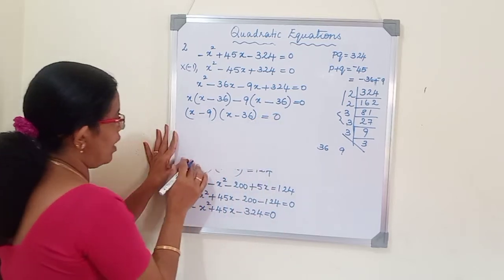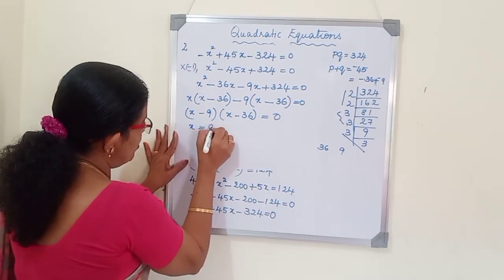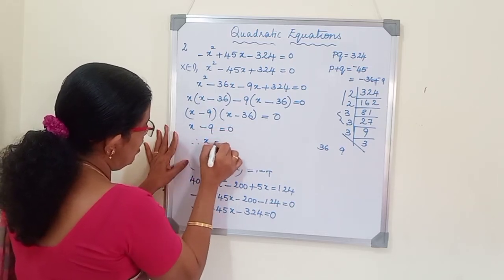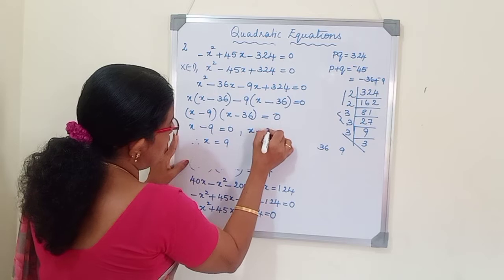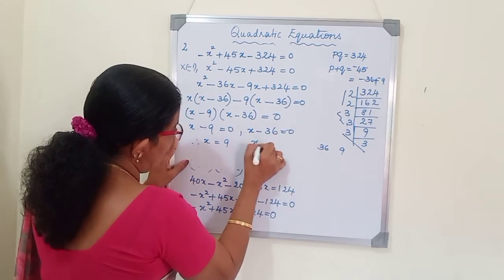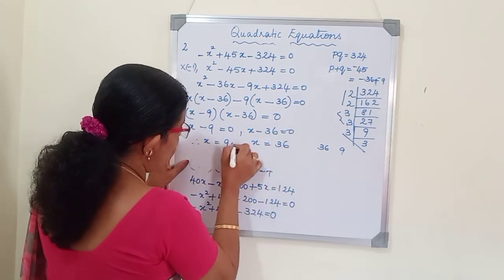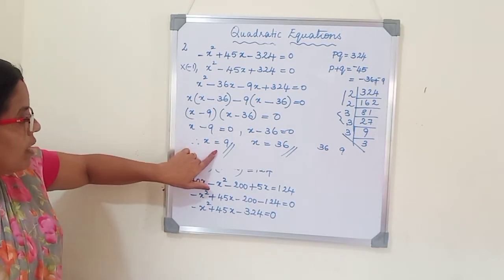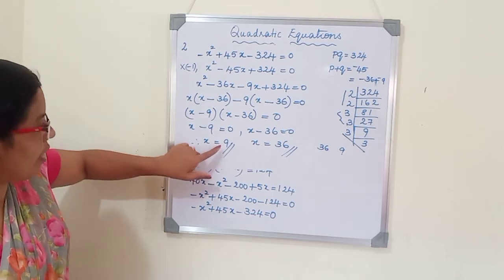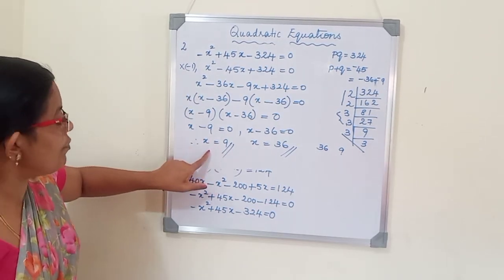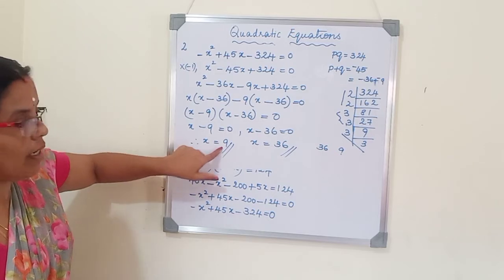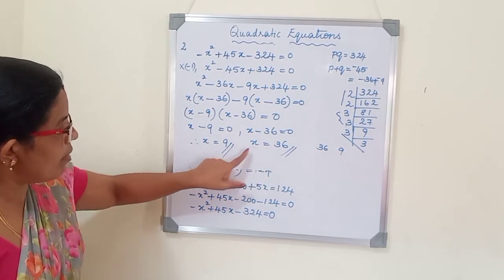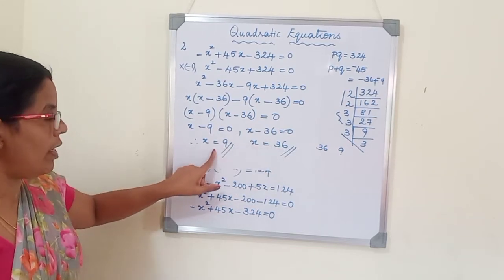So we got two factors. Each factor we will equate to 0. X minus 9 equals 0. Therefore x equals 9. And x minus 36 is equal to 0. X equals 36. Now we got two positive numbers for x. We started the sum with, let the number of marbles with John be x. So we can say that in this question, if the number of marbles with John is 9, number of marbles with Jeevanti will be 36. Otherwise, number of marbles with John will be 36. She is having 9 marbles.